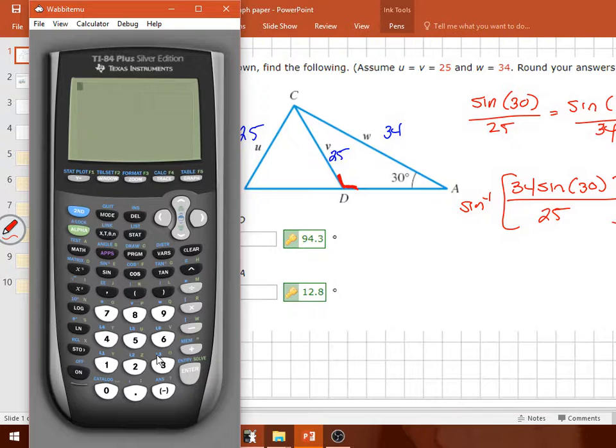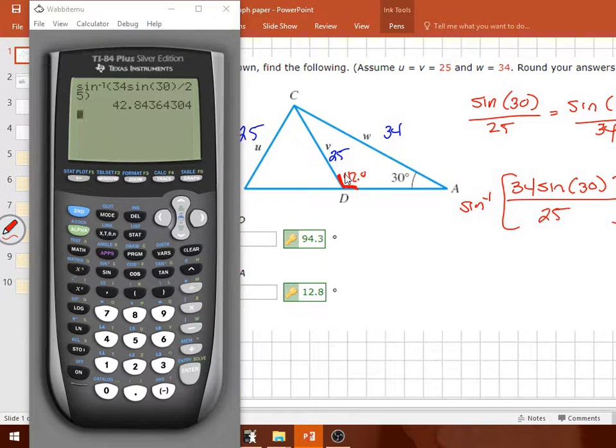So if I go second sine of 34 sine of 30 divided by 25, it gives me that angle there. Okay, so I make the assumption that that's 42.84.